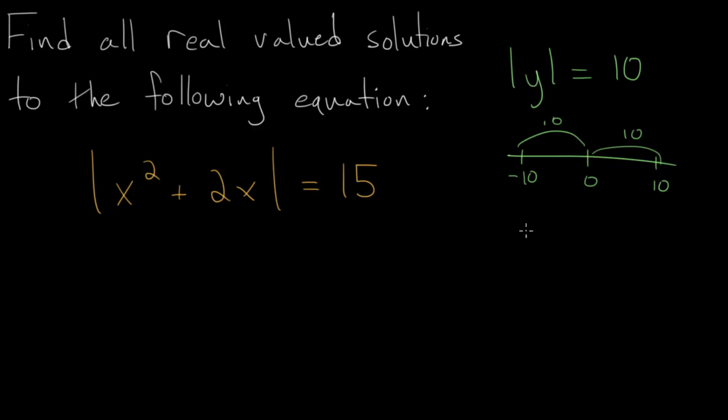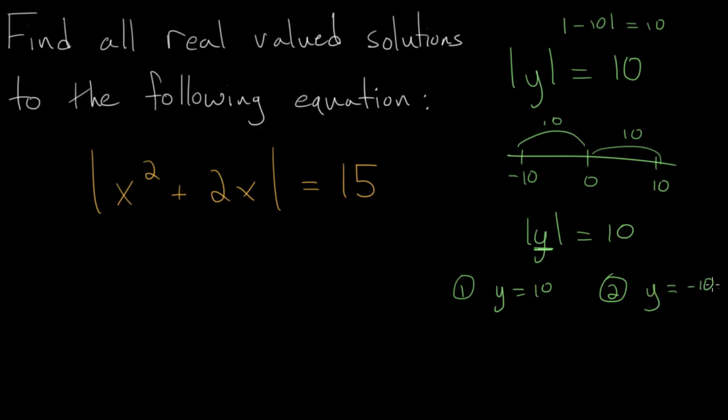And when solving these, let me just rewrite it, we would separate this into two different equations and then solve those. The first equation is when this is a positive number and the absolute value bars don't affect it. So we would just have y is equal to 10. But the second equation is when this is a negative value, namely when this is -10 and then the absolute value bar will flip it to +10. Since remember that the absolute value of -10 is simply 10, since -10 is 10 units away from 0. So we would set up our second equation, y is equal to -10.